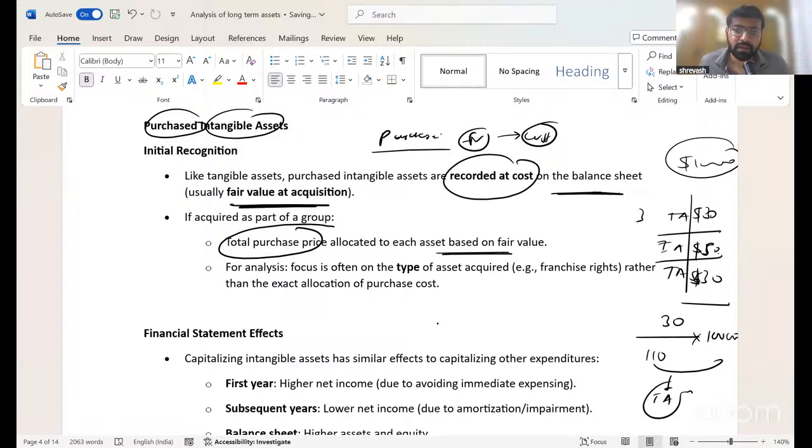Right? An example can be franchisee rights. A lot of times you'll acquire franchisee rights along with other assets as well. So if I'm taking a franchisee of a particular company, let's say Domino's, they will not only sell me the franchisee rights, but they will also sell me other things like inventory and everything else. But the point is that what matters is the type of asset that is being acquired rather than the exact allocation of purchase cost.